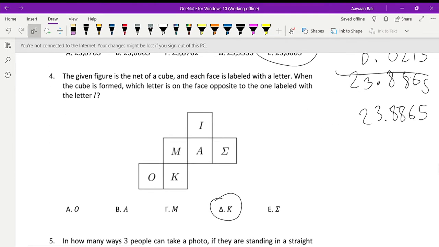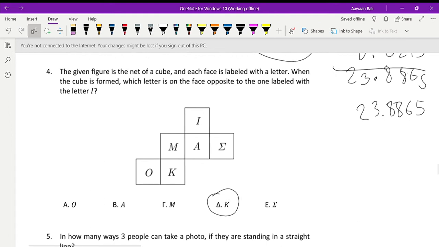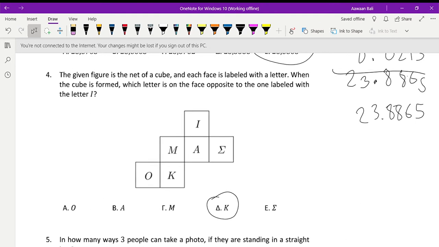Now question number 4. The given figure is the net of a cube and each face is labeled with a letter. When the cube is formed, which letter is on the face opposite to the one labeled with the letter I or iota? So basically this side. Now to make a cube, we would have to raise this and raise this, which means M and sigma are opposite to each other. I'm going to make this hyphen between them to show that they're opposite.